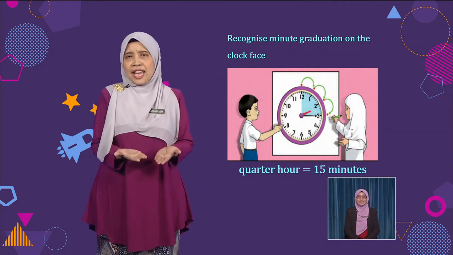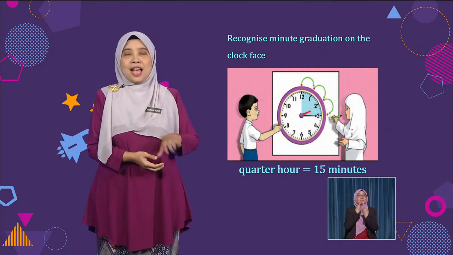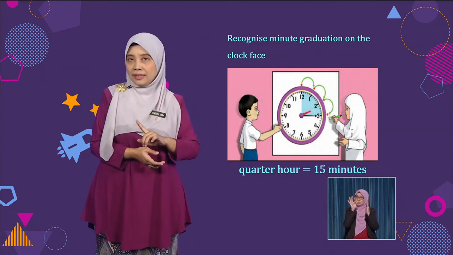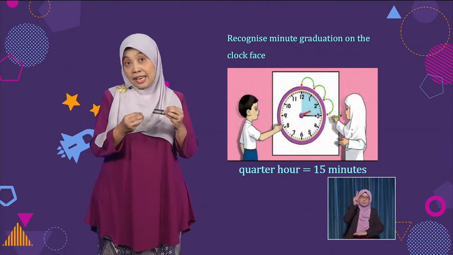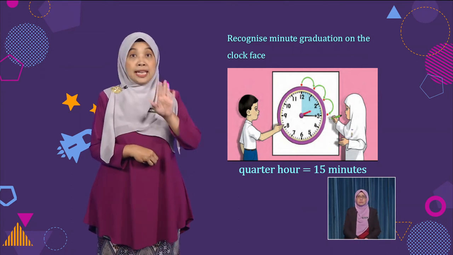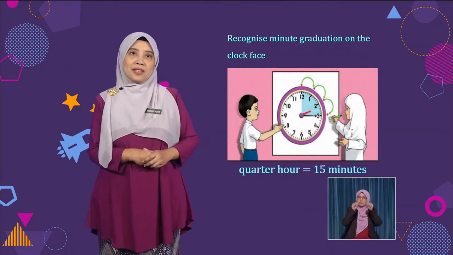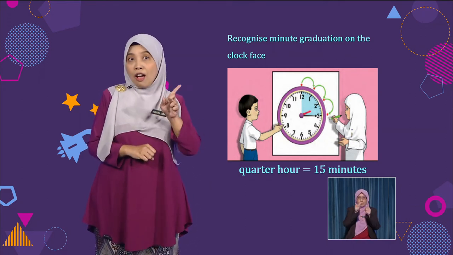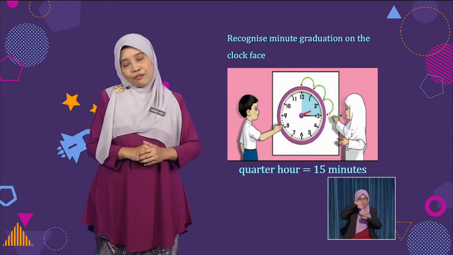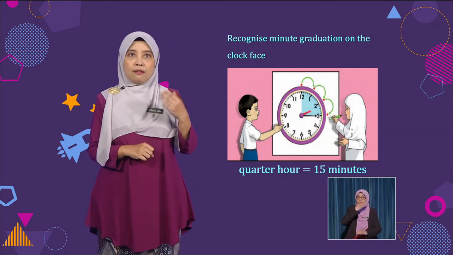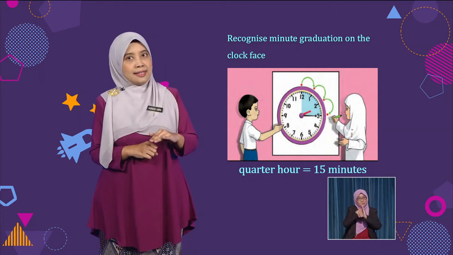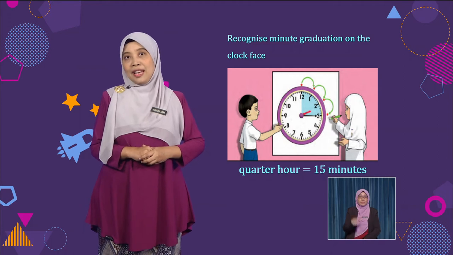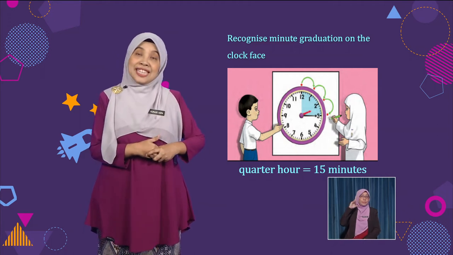How do you get the answer? Apart from counting one by one, the graduations can also be counted in fives. This means each number on the clock face equals to 5 minutes. 5, 10, 15. A quarter of an hour is equal to 15 minutes.